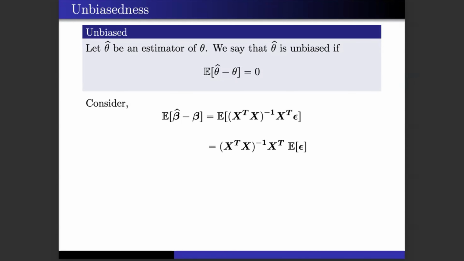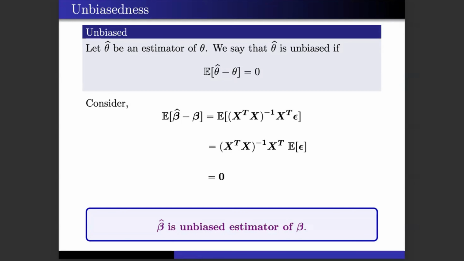And this is what we get. We have (X transpose X) whole inverse X transpose times the expectation of the error term. We have an assumption in the multiple linear regression model that the expectation of epsilon is equal to 0. We use that assumption over here and we have (X transpose X) whole inverse times X transpose times 0, which is equal to 0. And this gives us that beta hat, which is an estimator of beta obtained using the ordinary least squares estimation method, is unbiased.